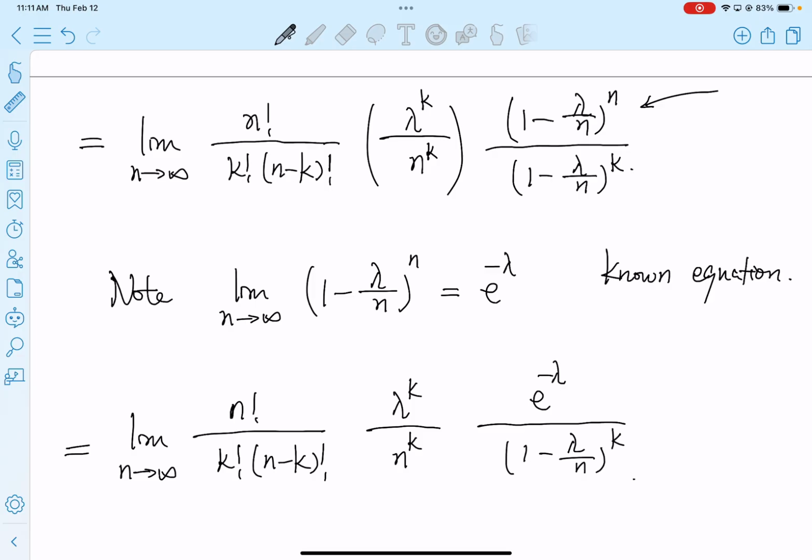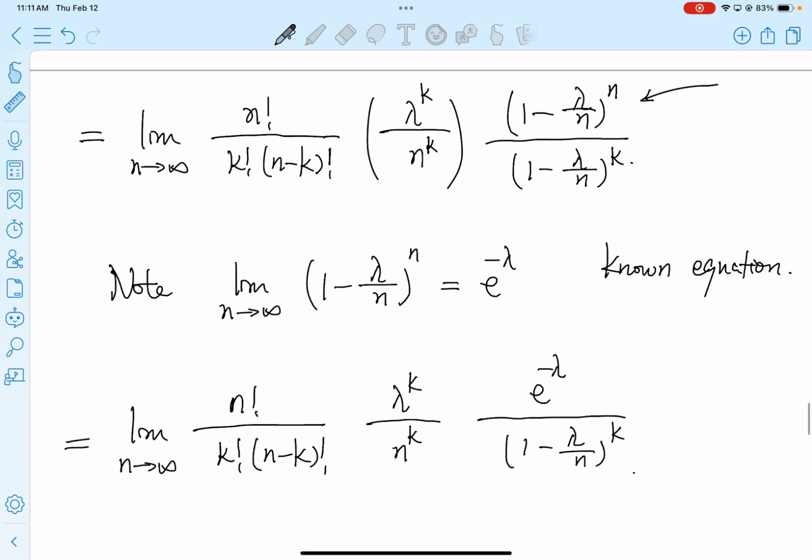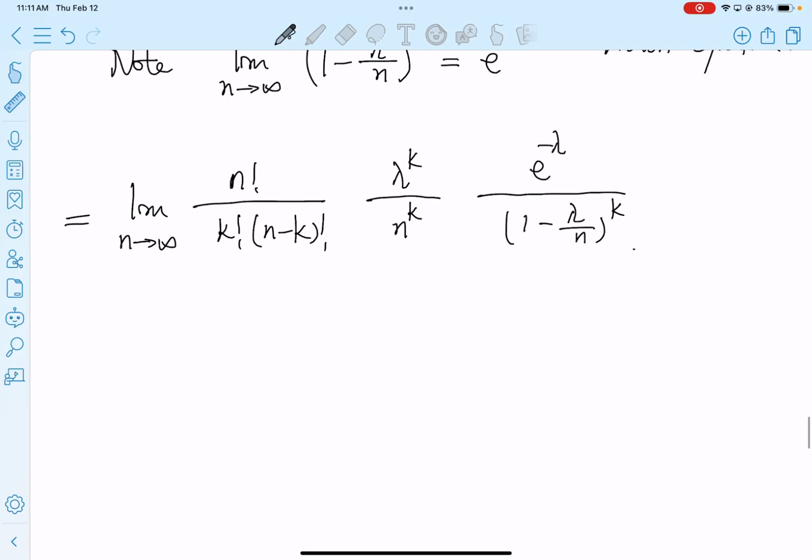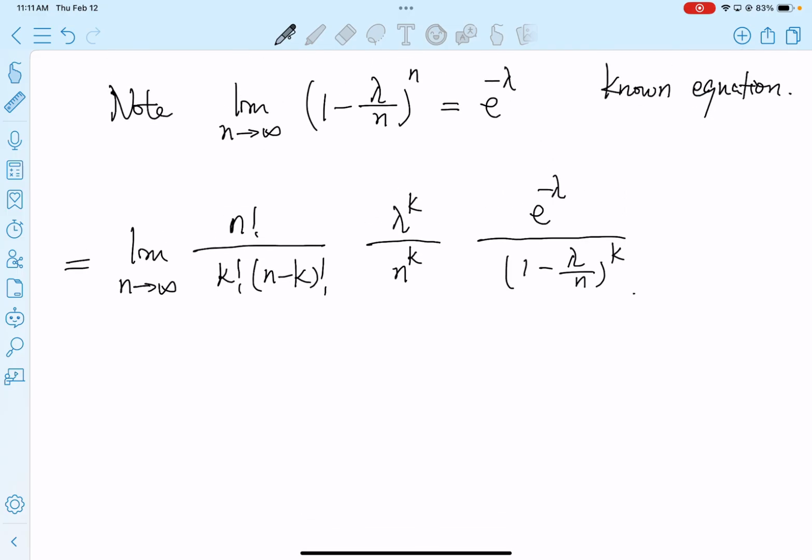Any question up to this point? Let me just pause a little bit to see if there's any. It's just some expansion, and then what we did is just use that known equation to replace the numerator. Now let's proceed.